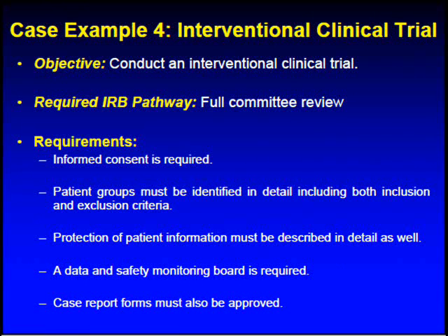Case example number 4, interventional clinical trial. You're now going to treat these patients with whatever you have. So let's say we have a new pathogen detection system, and these results will be used for patient care. It's obviously going to be full committee review. Consent is of course required. Patient groups must be described in detail, again with inclusion and exclusion criteria, along with protection of patient information. A data safety monitoring board is required, and case report forms must also be approved.